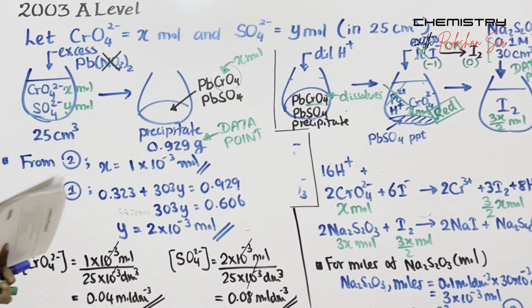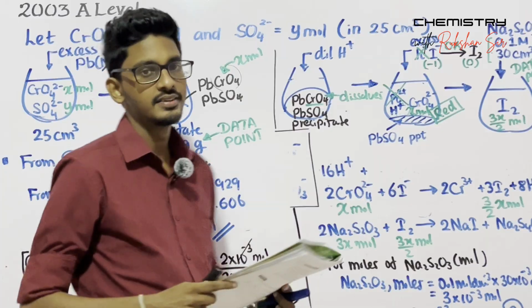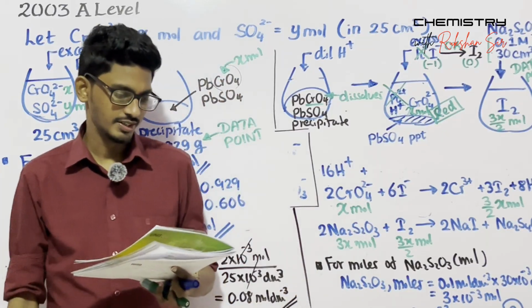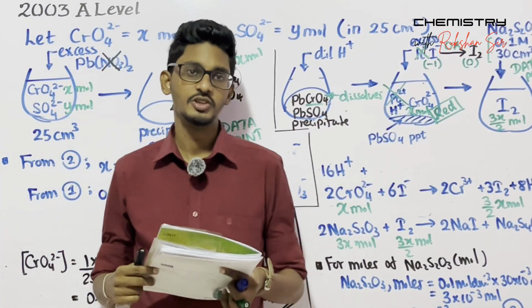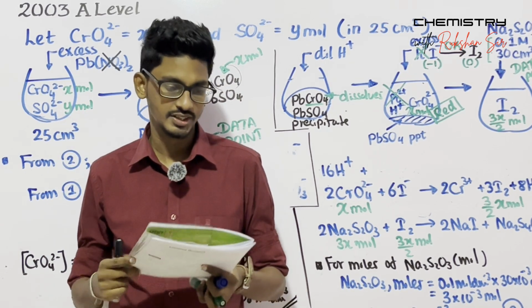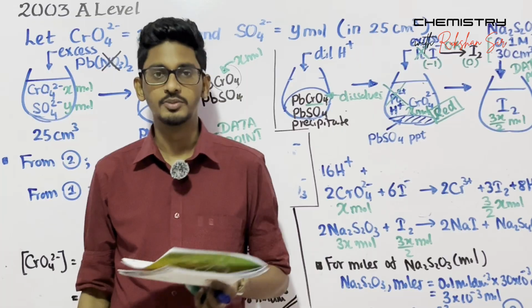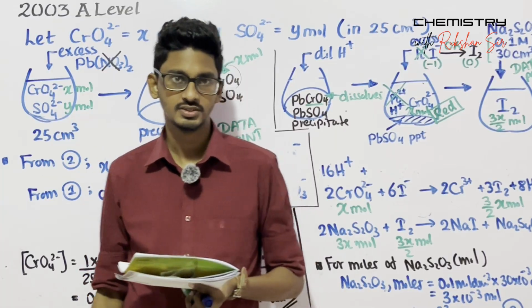Right? So those are the two values. That is how we are supposed to solve the 2003 question, which was actually the second question of your page number 25. Let's complete stuff.